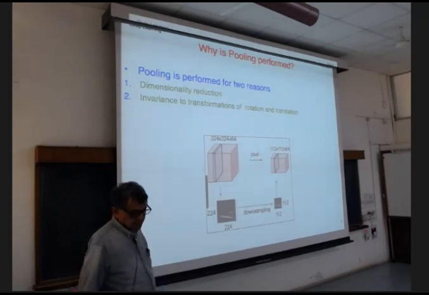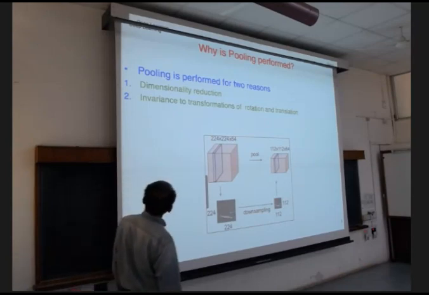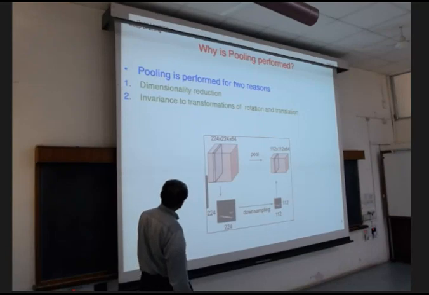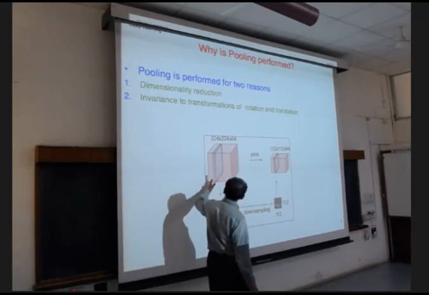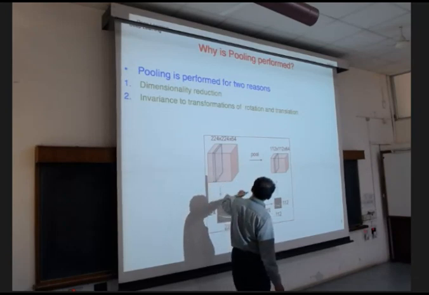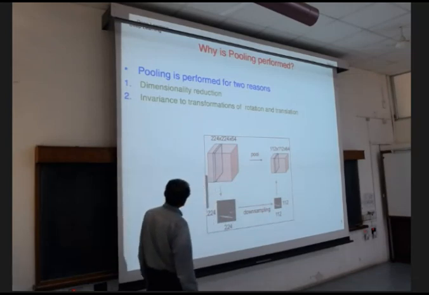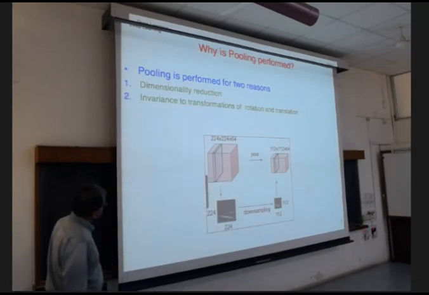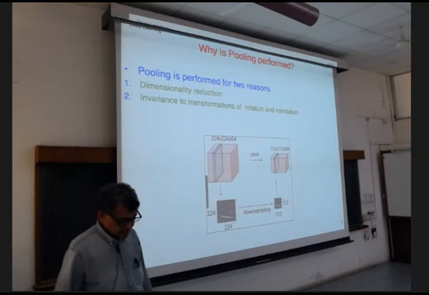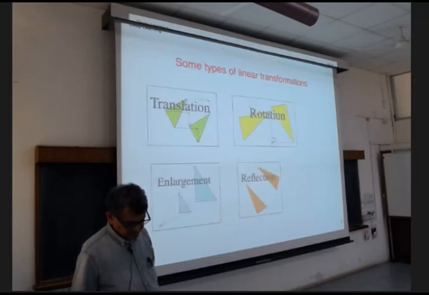All right. Okay, so then the question is, why is pooling performed? One is dimensionality reduction. You're downsampling. So you're going from something shown here as a large tensor, we're pooling it together, reducing the size of the image. And this is more than 64 corresponding to maybe different kernels.